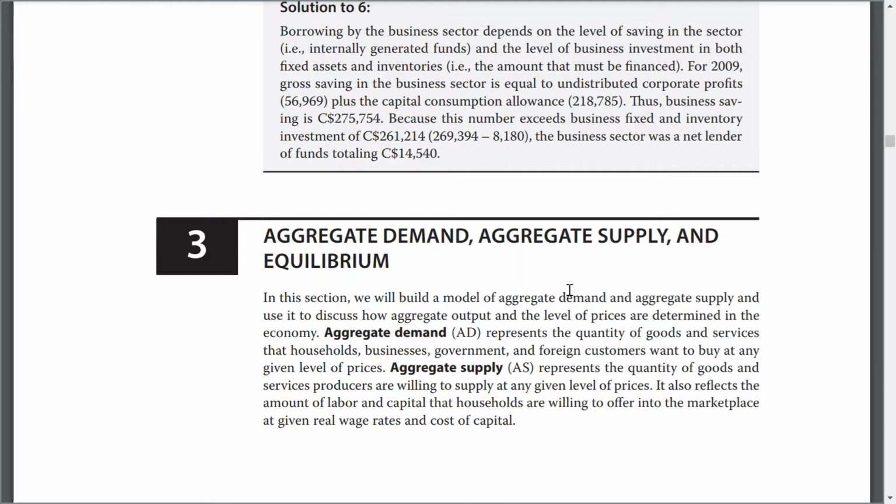Aggregate demand, or AD, represents the quantity of goods and services that households, businesses, governments, and foreign customers want to buy at any given level of prices. Aggregate supply, AS, represents the quantity of goods and services producers are willing to supply at any given level of prices. It also reflects the amount of labor and capital that households are willing to offer into the marketplace at given real wage rates and cost of capital.